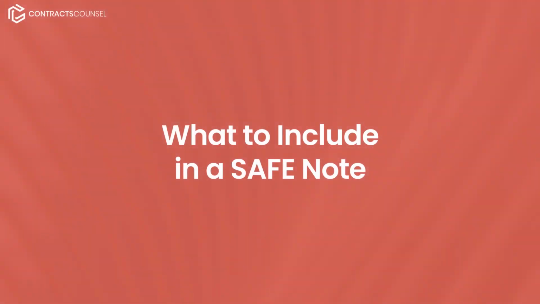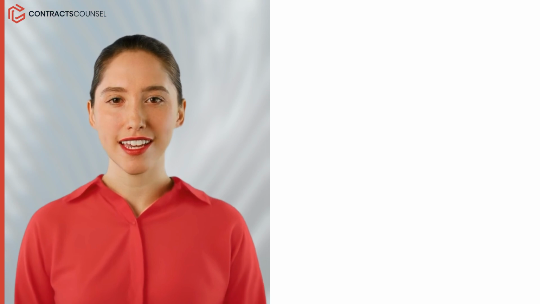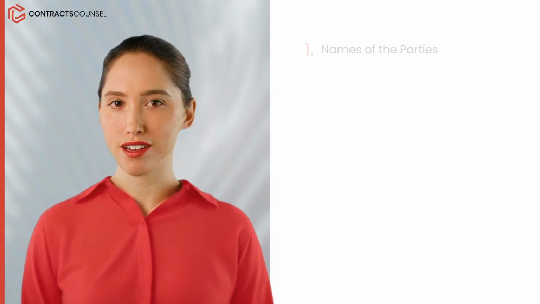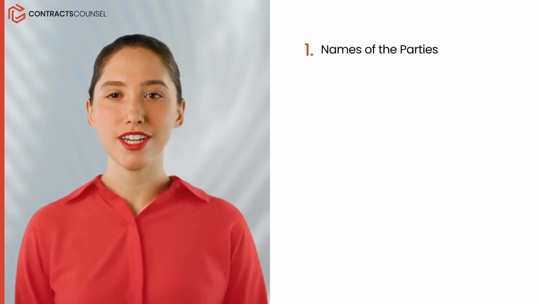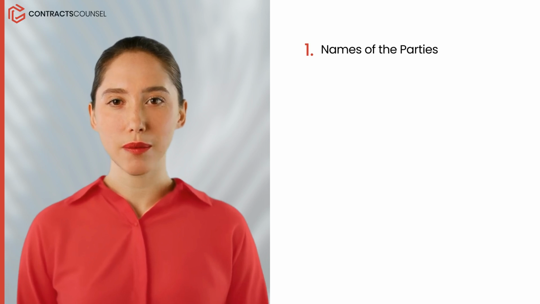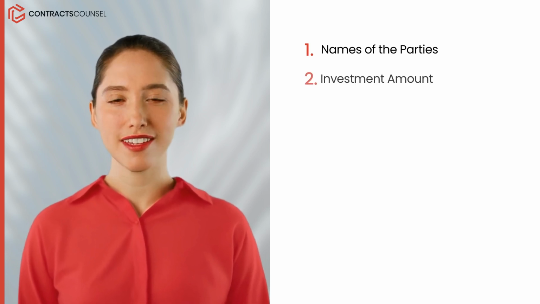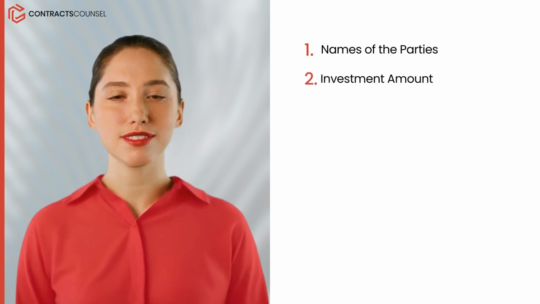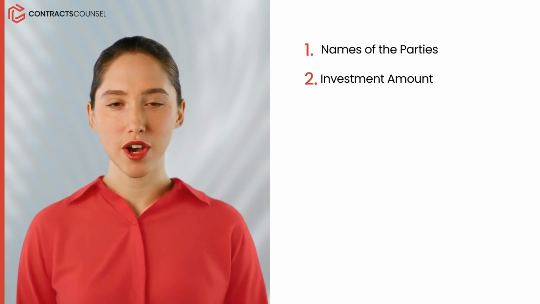What to include in a safe note? There are common terms used in safe notes. Here are some you will find. 1. Names of the parties. The agreement includes the legal names of the startup and the investor. 2. Investment amount. This section specifies the amount of money being invested in the startup.